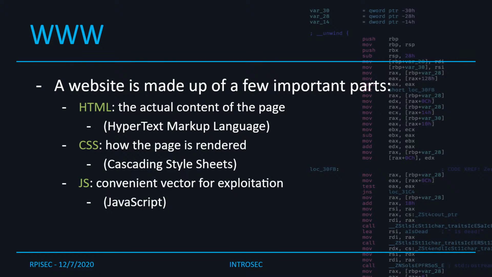If you've ever gotten a strange email that claims to be from RPI and then takes you to a bootleg-looking Roundcube site, the CSS wasn't quite up to snuff. And then we have JavaScript, which is a convenient vector for exploitation and also a great way to add interactivity to a web page.